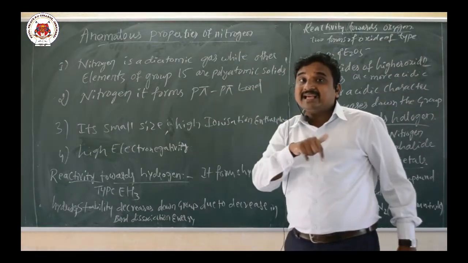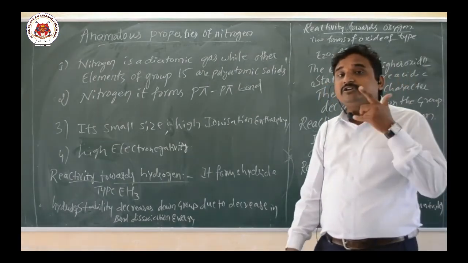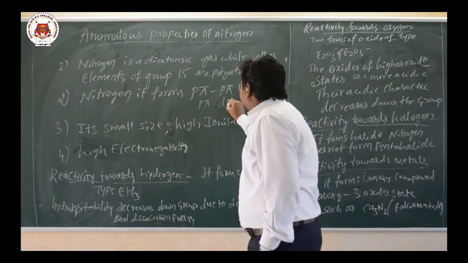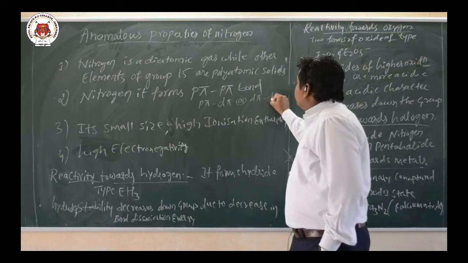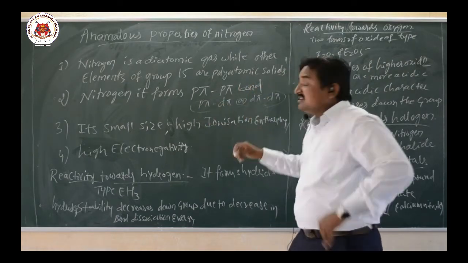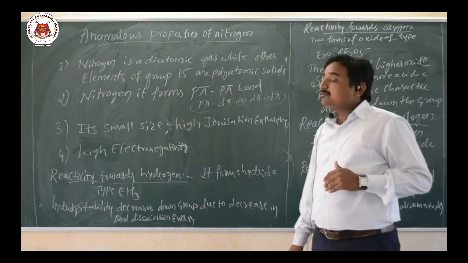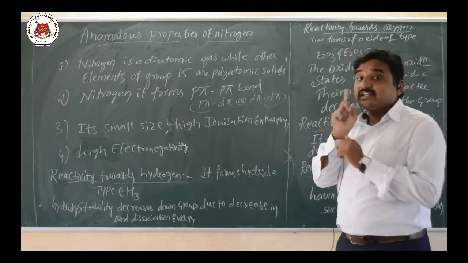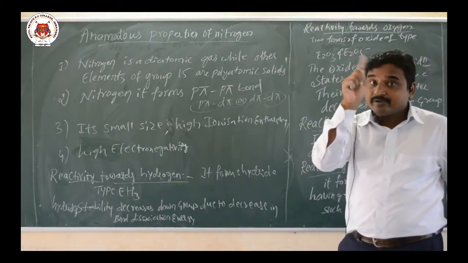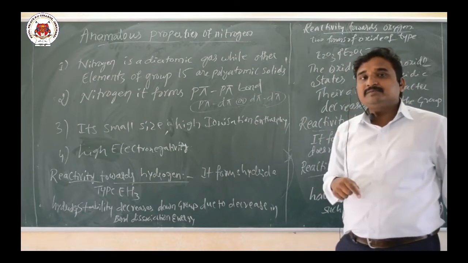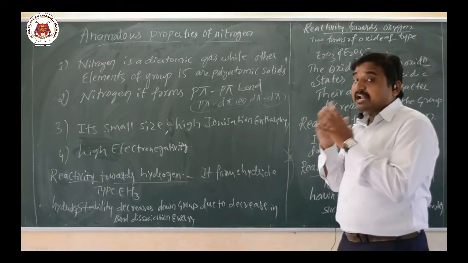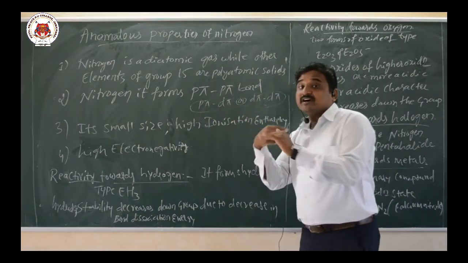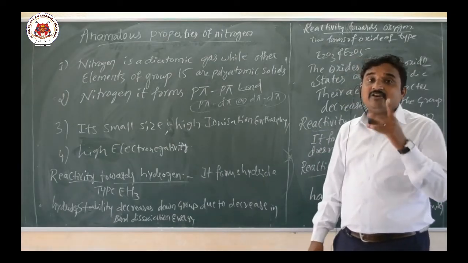Whereas the other elements present in group 15 form p pi-d pi bonds. This property is because in the other elements there is a presence of d orbitals. So for that reason, except nitrogen, the other elements in group 15, phosphorus, arsenic, antimony and bismuth, only they form p pi-d pi bonds. This is due to the presence of d orbitals in the other elements.